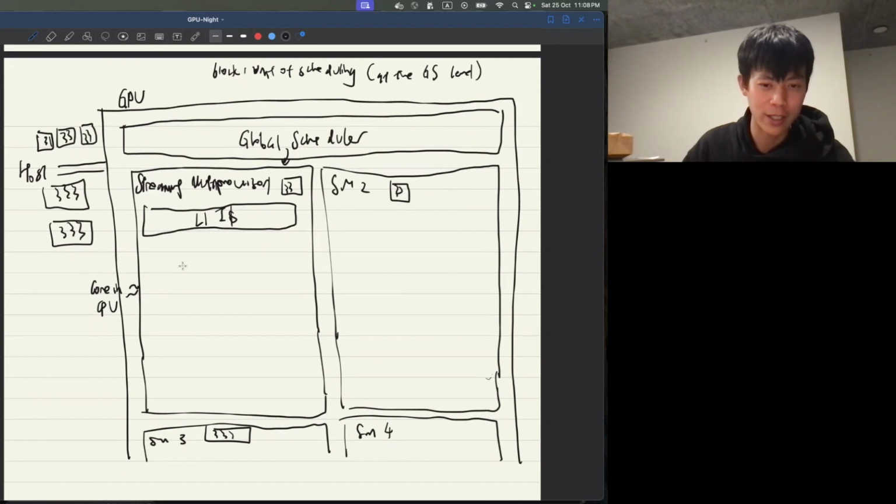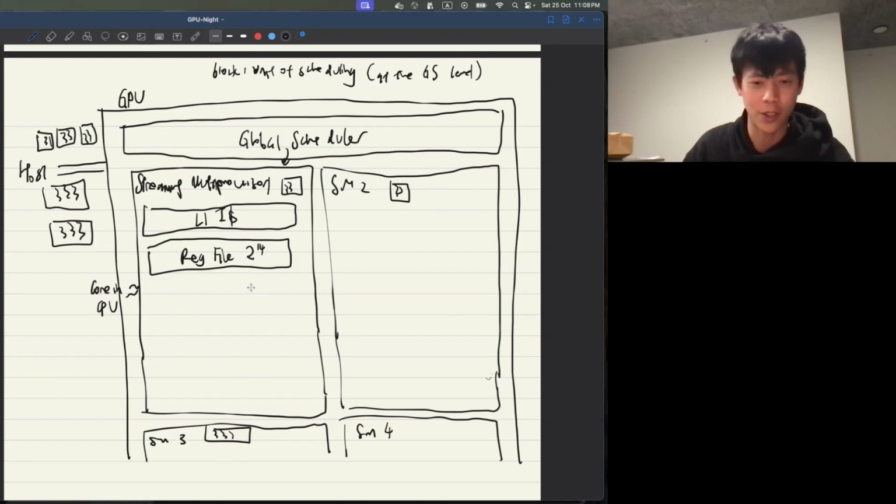Similar to a core in a CPU, there is this thing called a register file. You see this in the instruction decode stage. Streaming multiprocessors have a lot of registers. I think the one that I saw has 2 to the power of 14 registers. It has an abundance of registers, and it is shared across its multiple lanes that I'll talk about later on. It has a lot of lanes, which are execution units.